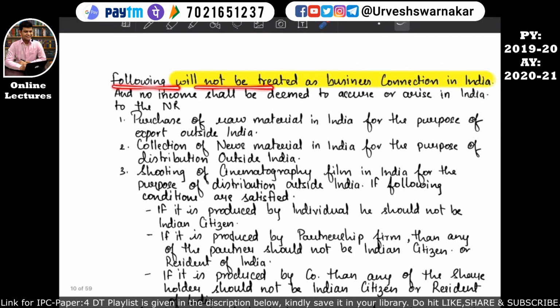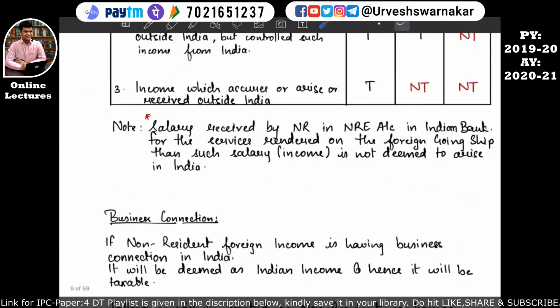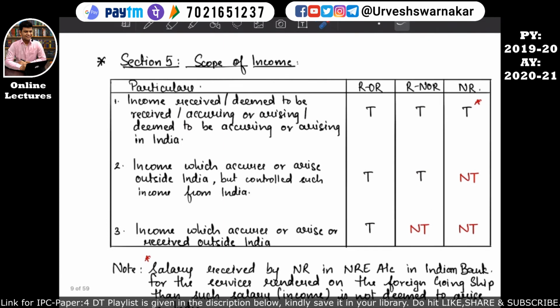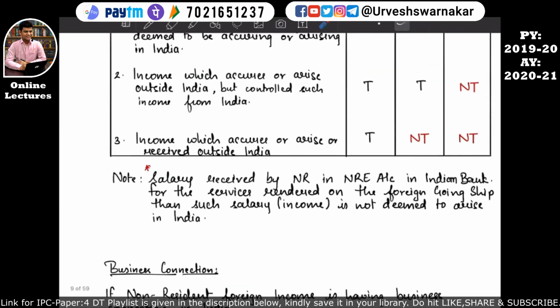Following will not be treated as business connection in India, and no income shall be deemed to be accruing or arising in India. I hope this is quite clear to you all. So basically, if this business connection has been established, then it will simply become income deemed to be accruing and arising in India, and it will be taxable to all these three types of individuals. I hope this is quite clear to you all.